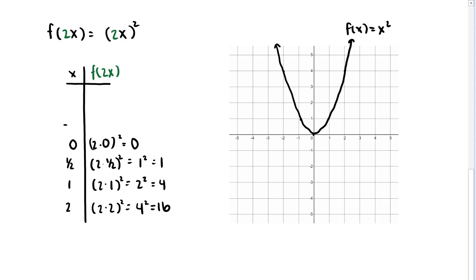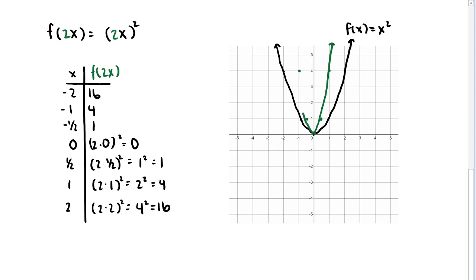And so that would tell me also that negative 1/2, when I input that, I get 1. If I plug in 1, or if I plug in negative 1, I get 4, and if I plug in negative 2, I get 16. Well, if I were to plot these points out, I see 0, 0, 1/2, comma 1, 1, comma 4, negative 1/2, comma 1, negative 1, comma 4.